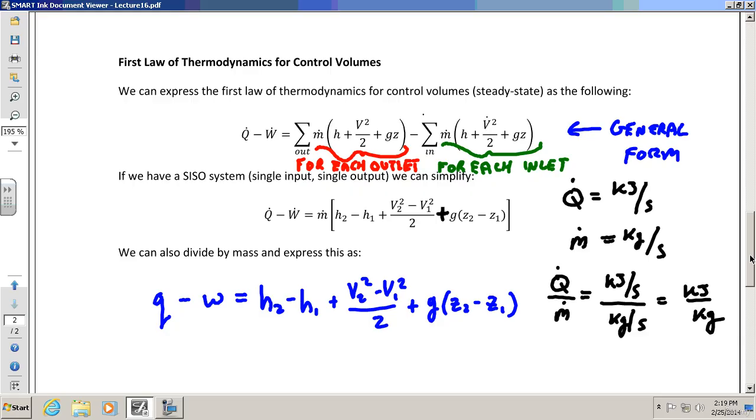If you divide out the mass flow rate, then all of a sudden you do not have anything per time anymore. Notice that this last equation I wrote in blue does not have anything per time. And the q and the w are lowercase because they're per mass. This equation is going to be energy per mass.